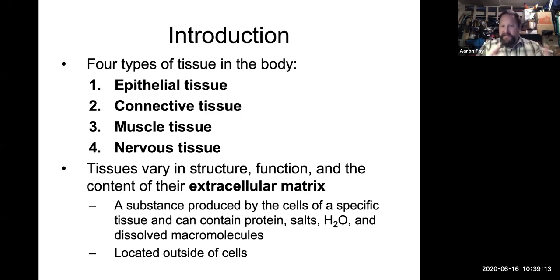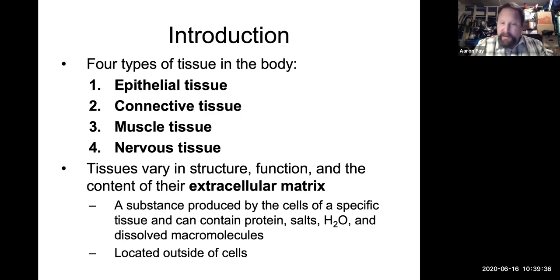So the tissues are going to differ from each other pretty dramatically, right? Bone and blood seem very, very different. And if you have a cup of blood sitting next to you and a bone sitting next to you, you would think these are two totally different things, but they're actually both considered the same basic tissue type. Bone and blood are both considered connective tissue.